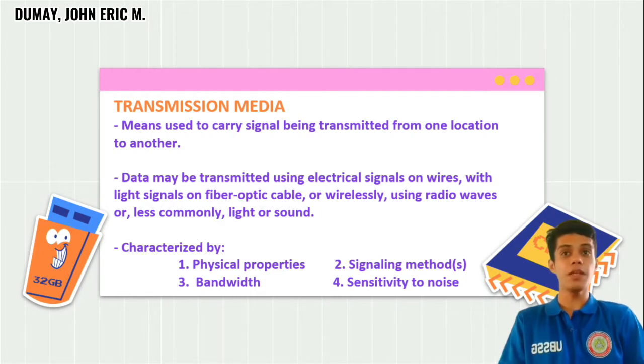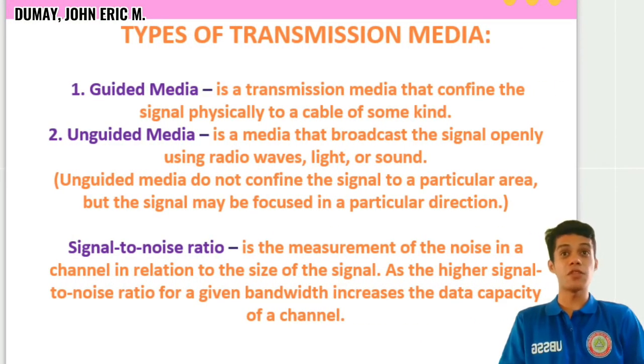Data may be transmitted using electrical signal on wires, with light signals on fiber optic cable, or wirelessly using radio waves, or less commonly light or sound. It is characterized by physical properties, signaling methods, bandwidth, and sensitivity to noise. So there are types of transmission media, which are the guided media and unguided media.